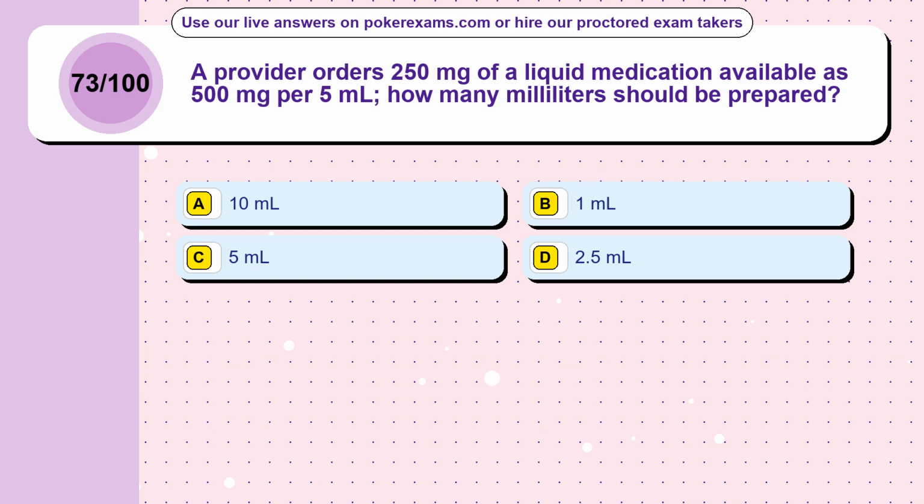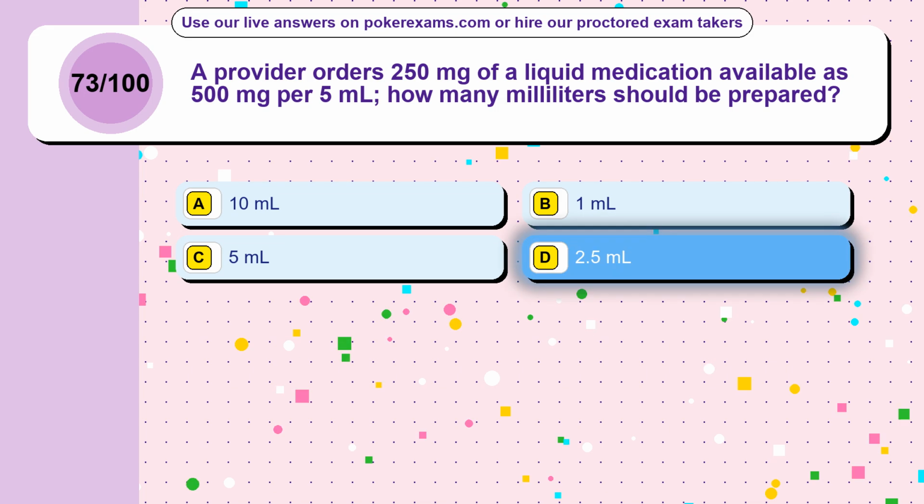Question 73. A provider orders 250 mg of a liquid medication available as 500 mg per 5 ml. How many milliliters should be prepared? Option A, 10 ml. Option B, 1 ml. Option C, 5 ml. Option D, 2.5 ml.